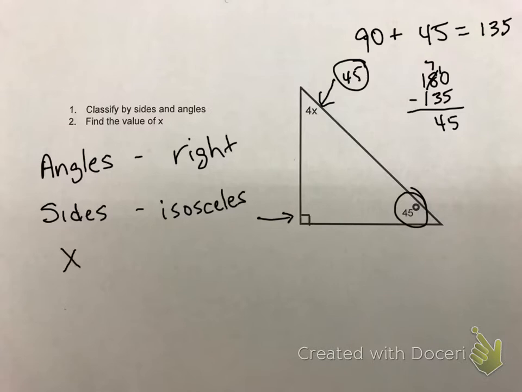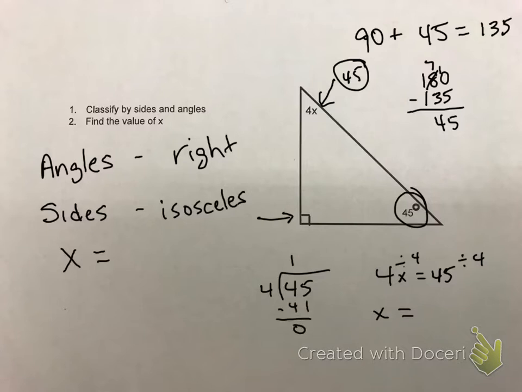And then the value of x: that 4x has to equal 45. So we're dividing by 4. 45 divided by 4, we wind up with 11 1/4. So the value of x is 11 1/4, or you could say 11.25.